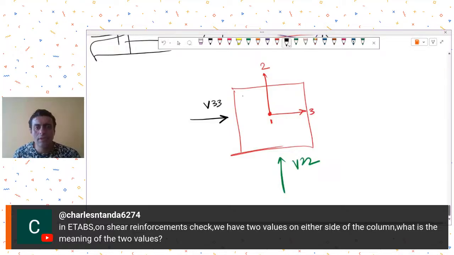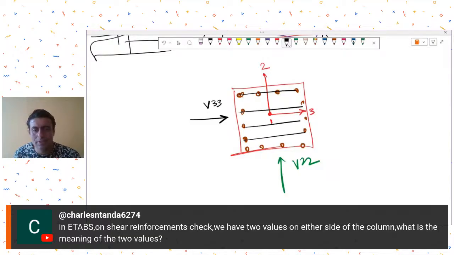So for V33, the bars that you are providing along the 3-3 direction are going to be effective. So for 3-3, these bars are going to be effective. Okay, bars in this direction. And for 2-2, these bars are going to be effective. You understand? So ETABS in its shear reinforcement check will show you two values. One will be the shear reinforcement required for V22 shear. The other shear reinforcement requirement will be for the 3-3 shear. Right.